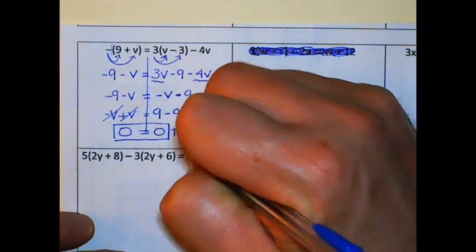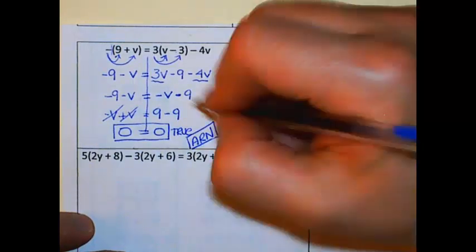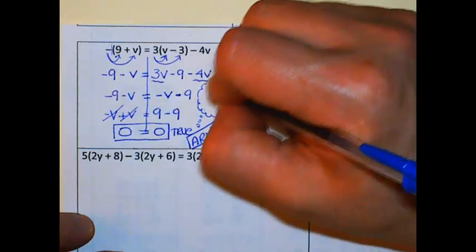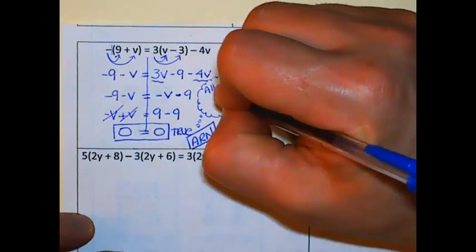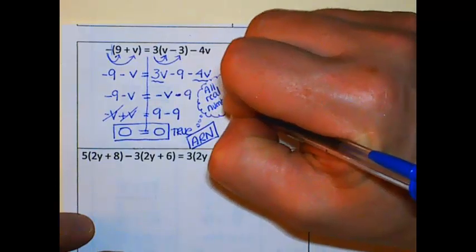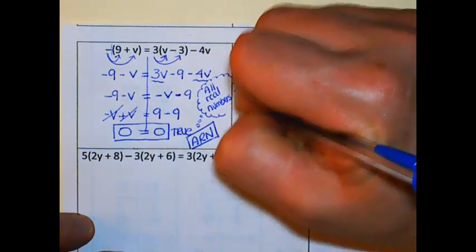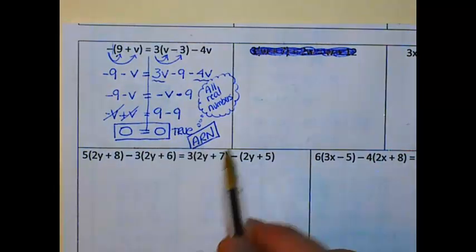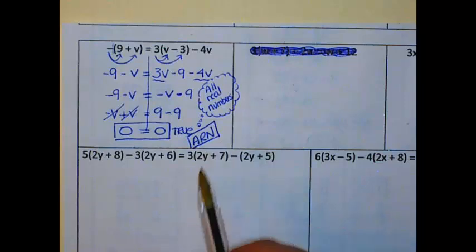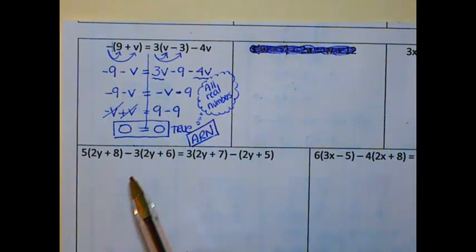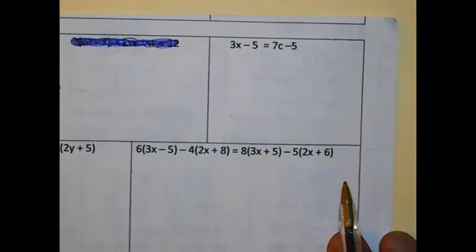And yes, you can abbreviate with ARN. But basically, this stands for all real numbers. Okay? So, if the letter disappears and you're left with a true statement, you're going to write all real numbers. And if you get a false statement, you write no solution. Okay? Very well. Let's go ahead and try the next problem.